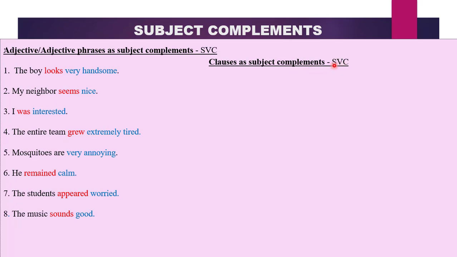Let us see clauses functioning as subject complements. This will also give us an SVC sentence pattern. For example, the problem is, who will take care of my children? What is the problem? Who will take care of my children? So the whole of this, who will take care of my children, refers back to the problem. It is the problem. Therefore, it is a subject complement. We have our subject S, our verb is, a linking verb, and we have a clause, an interrogative clause, which is referring back to the problem. So it becomes our subject complement.